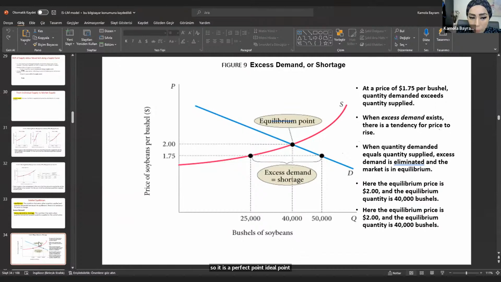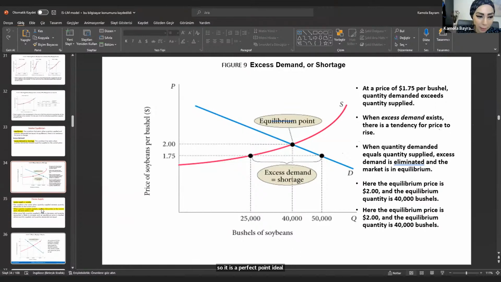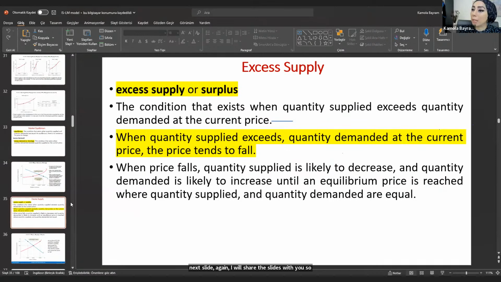So moving to the next slide, again, I will share the slides with you so you can study and repeat the topic. What happens if there is excess in supply? When there is excess in demand, we are facing shortage. So what will happen if there is excess in supply? Then we will be facing surplus.